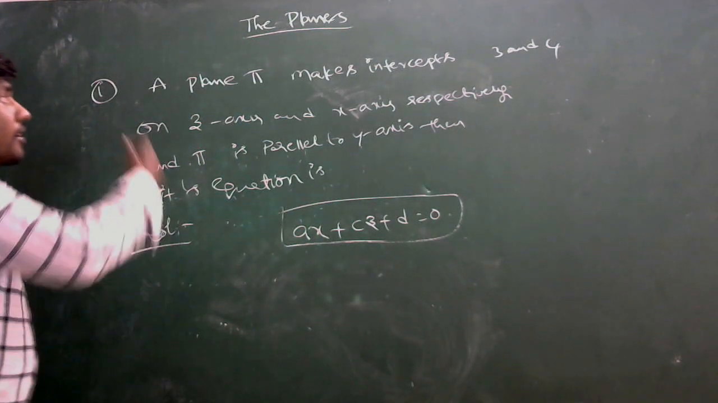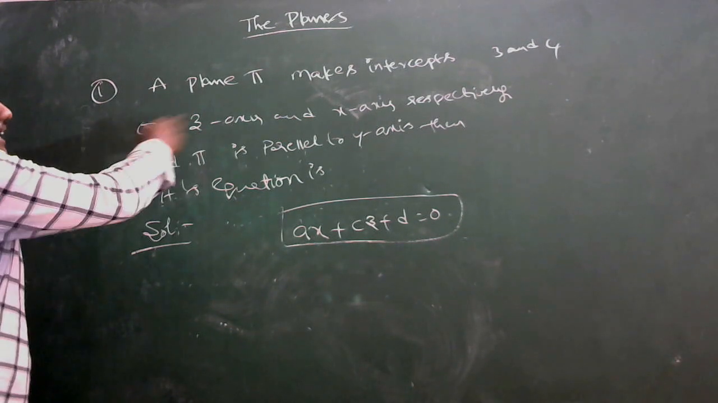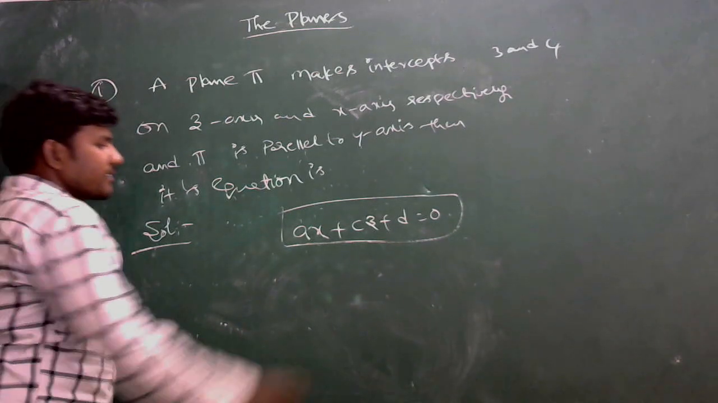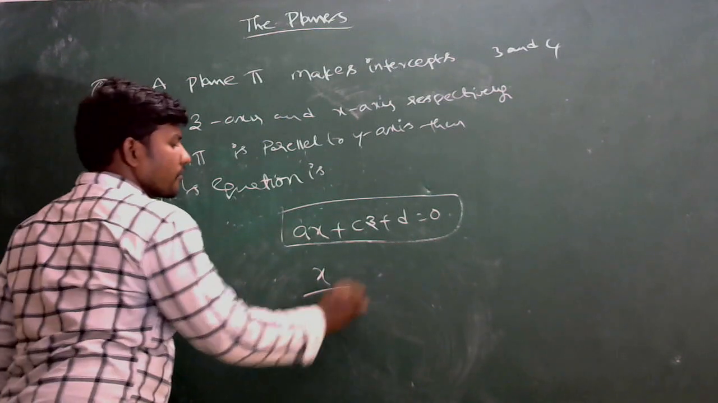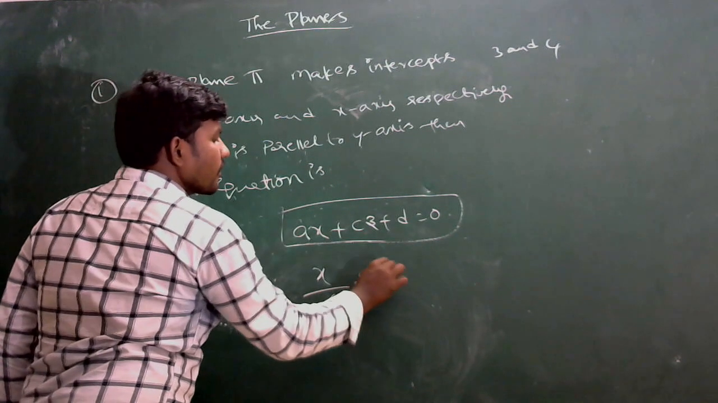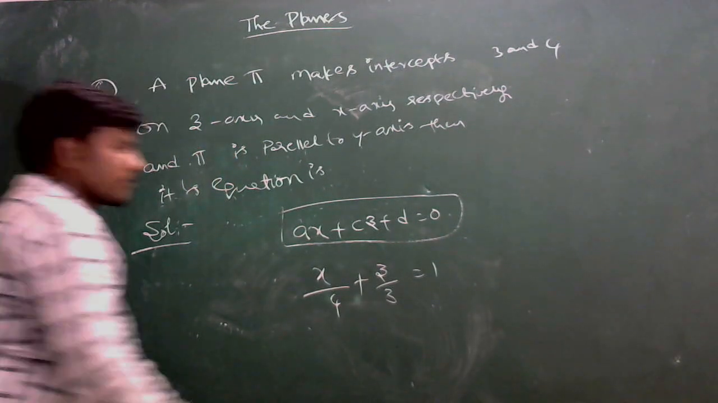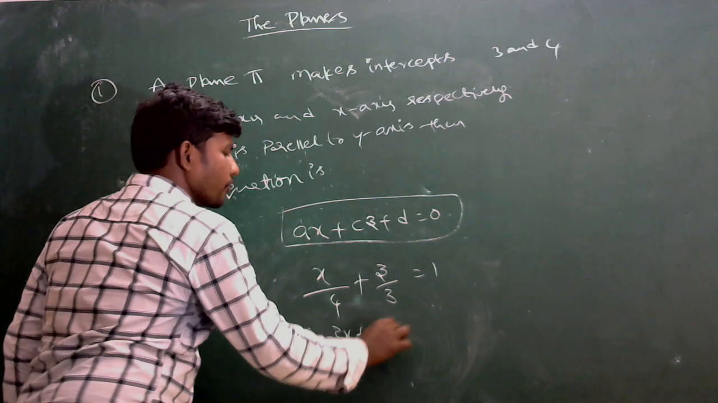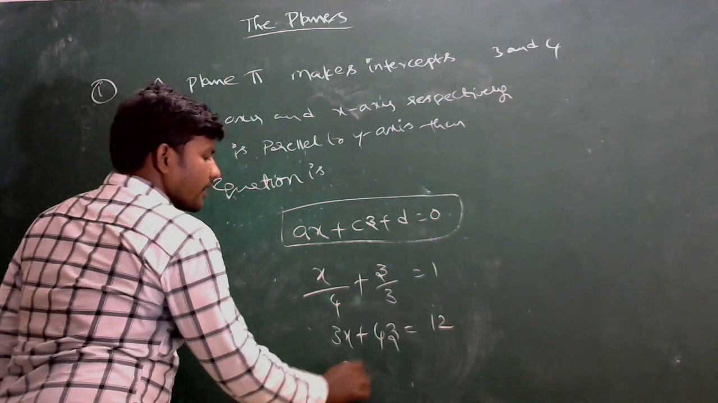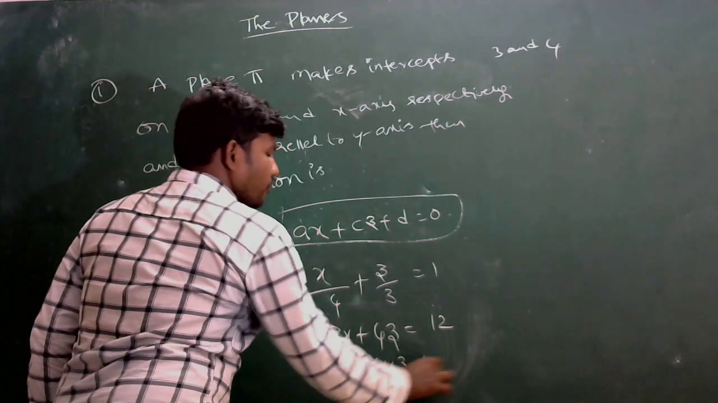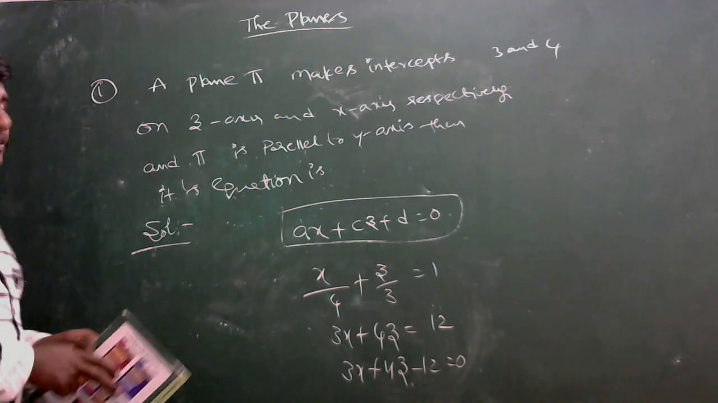And also, the plane makes intercepts 3 and 4 on the z-axis and x-axis. That means x by 4 plus z by 3 is equal to 1. 3x plus 4z equal to 12, so 3x plus 4z minus 12 equal to 0. This is the first question.